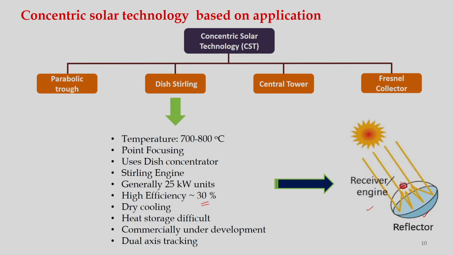Okay. So it is very difficult to accommodate more number of devices. So here engines are installed and then electricity can be generated. Of course there are other arrangements if we look for some farm of this technology, then the heat has to be collected and finally one engine will be there. So this heated fluid will go to the engine, then the engine will generate electricity. And this technology is commercially under development and here dual axis tracking is mandatory.